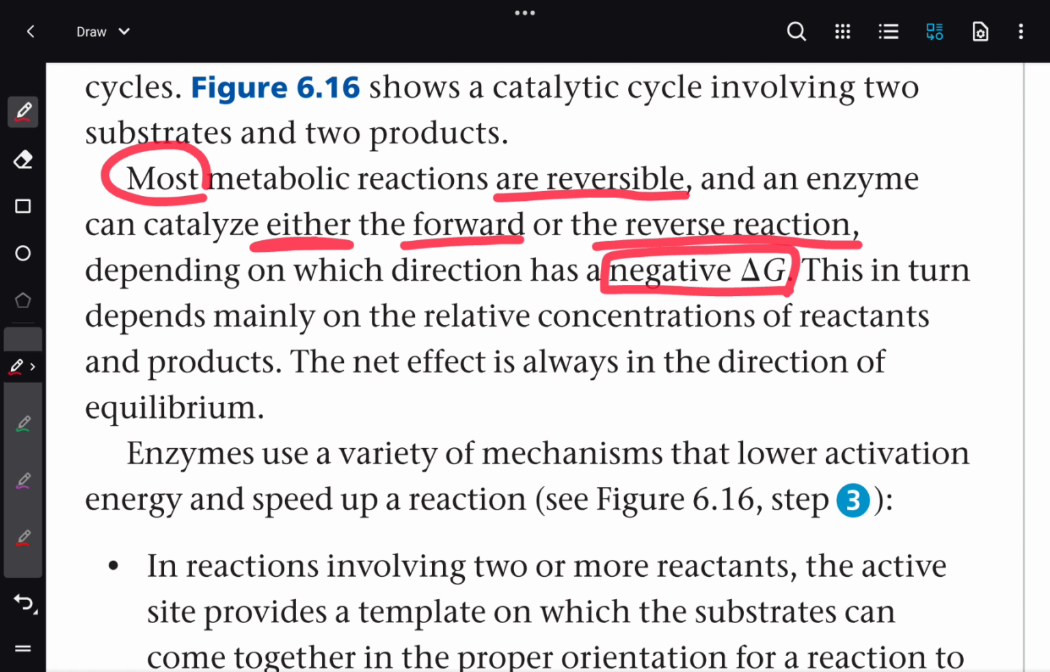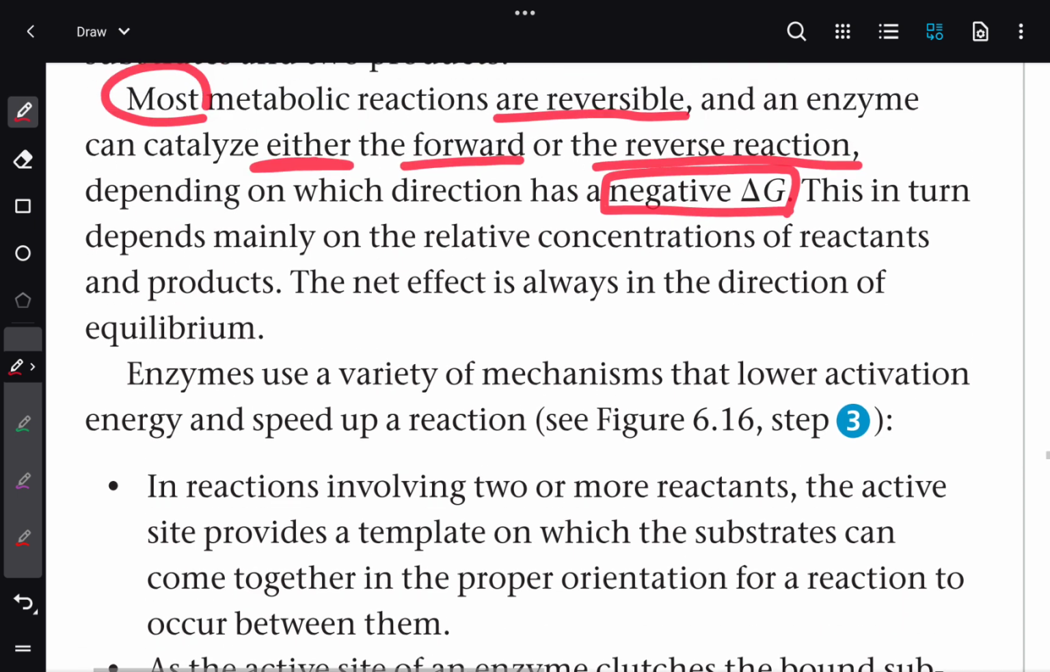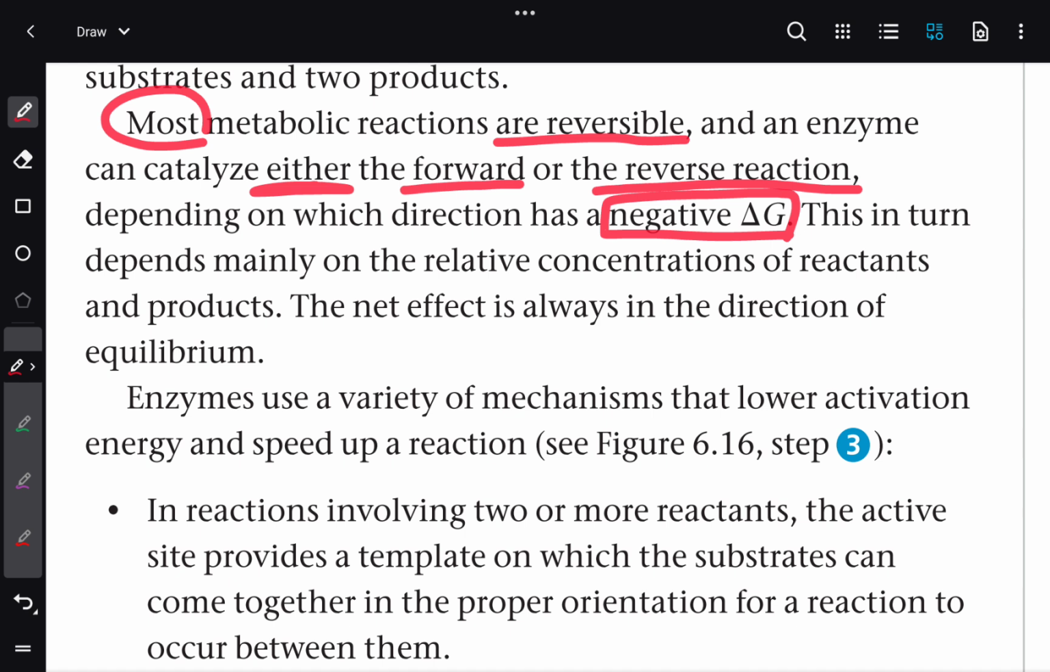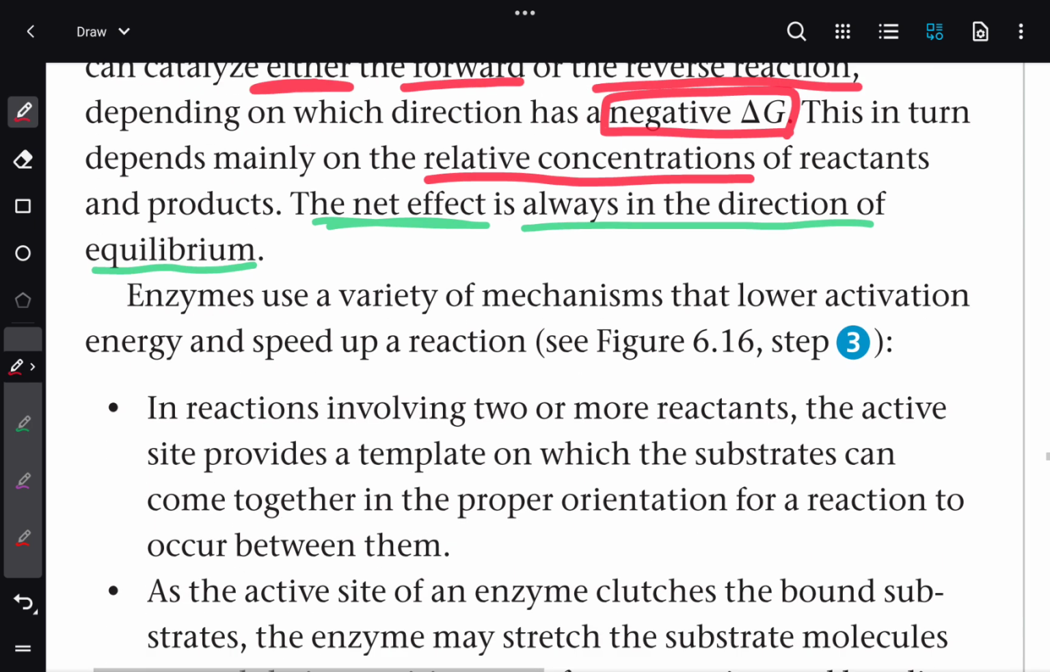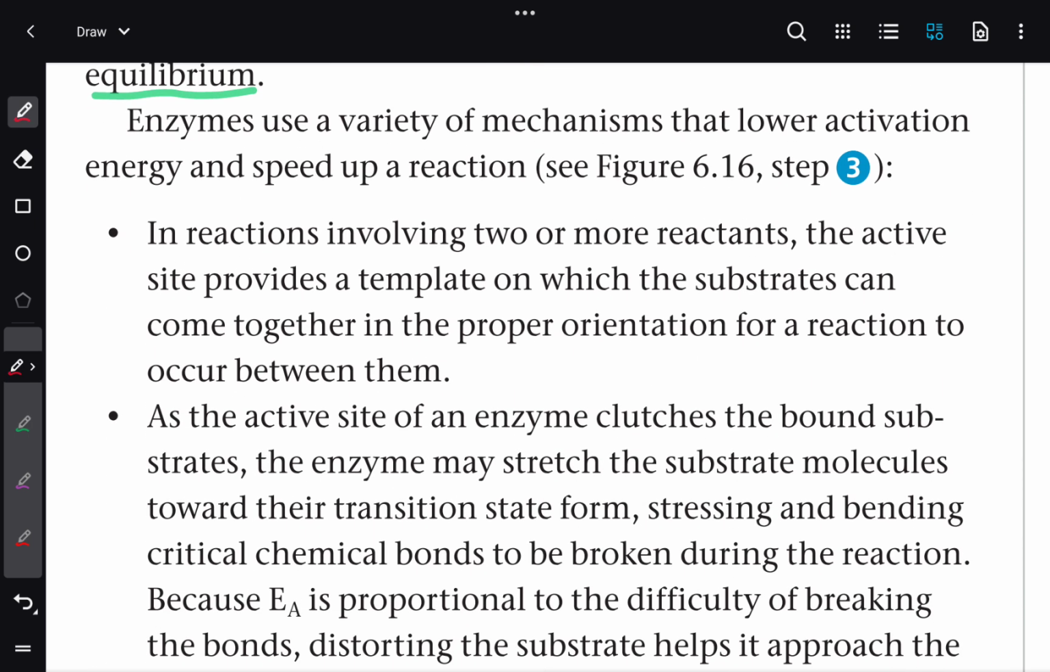Okay, now, this in turn depends mainly on the relative concentrations of reactants and products. The net effect is always in the direction of equilibrium. Now, enzymes use a variety of mechanisms that lower activation energy and speed up a reaction.